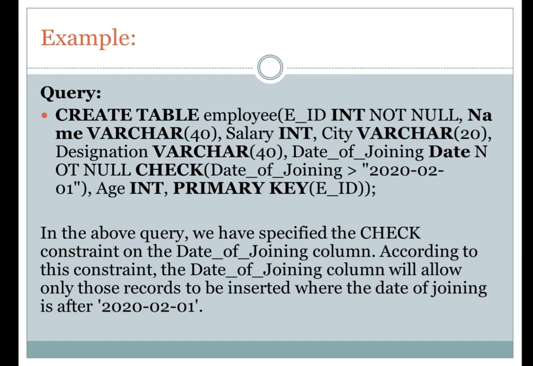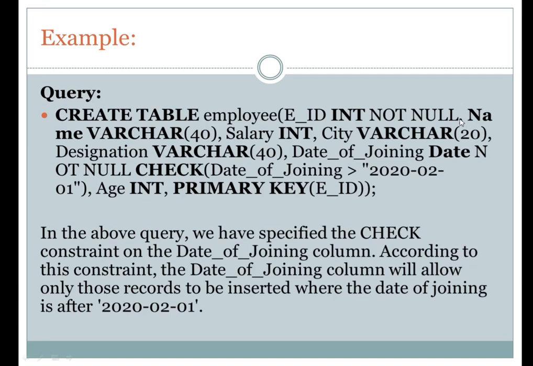Now here is one example. On the basis of this example we can easily understand what a check constraint is. Here our query is create table, which has the name employee. Opening bracket, first attribute, employee underscore id, which is integer type and not null. Which attribute? Employee id. Then comma.